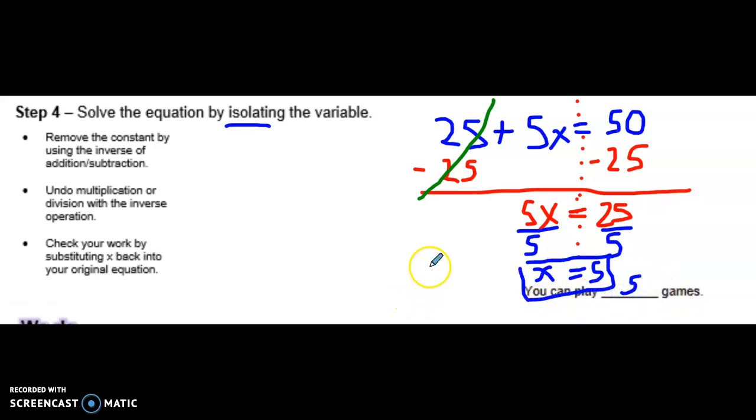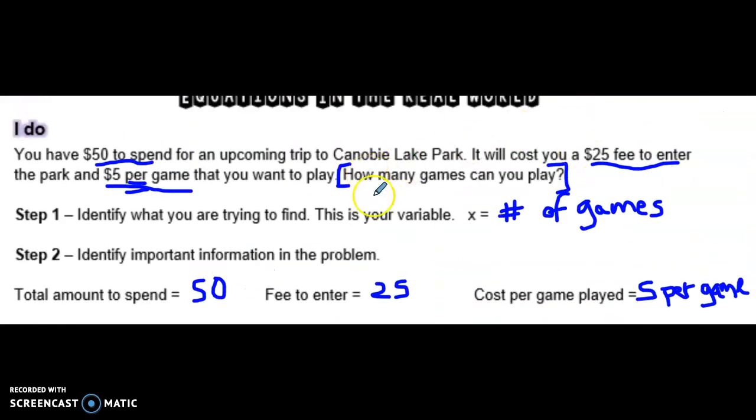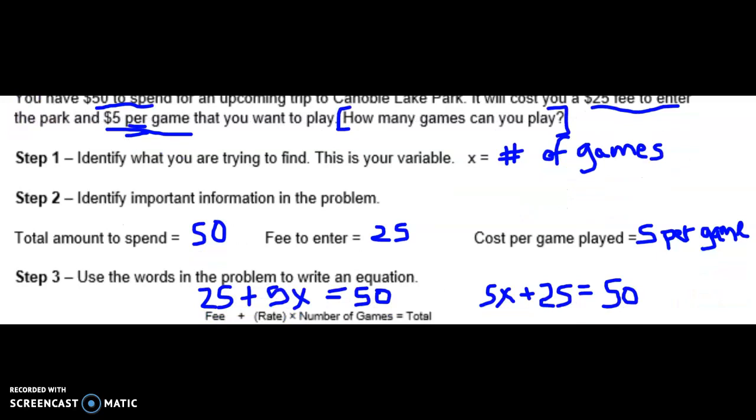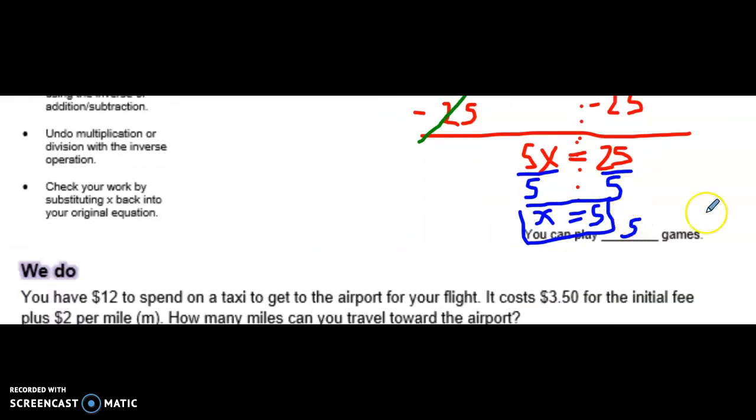It's always good to go back to the question and make sure you're putting the correct label. If I said $5, that could potentially make my problem incorrect if it were multiple choice. So how many games can you play? Well, we can play 5 games.